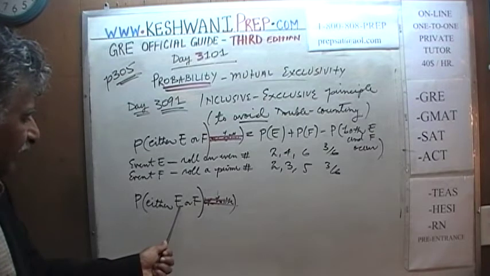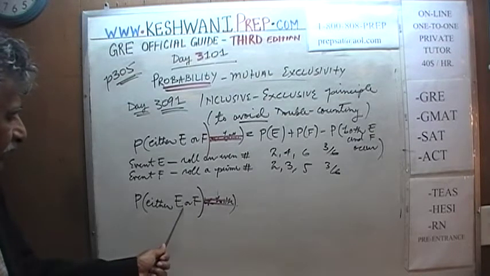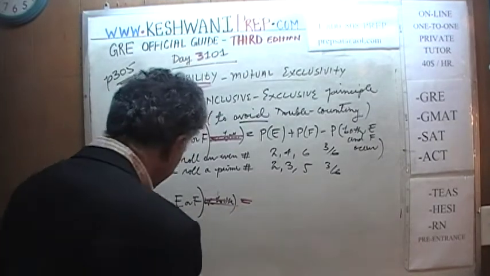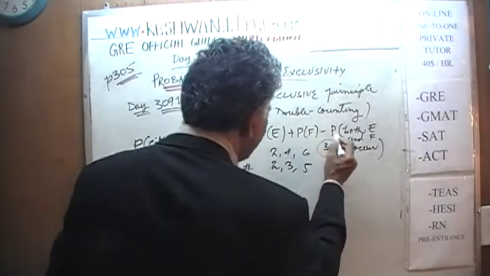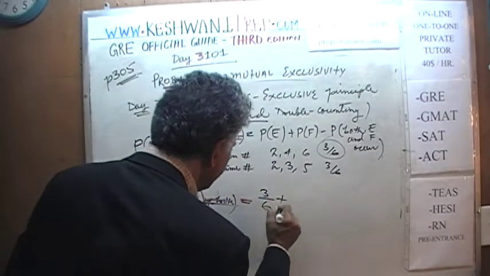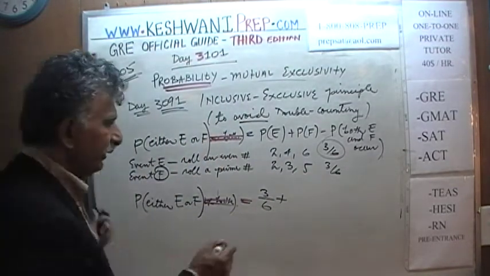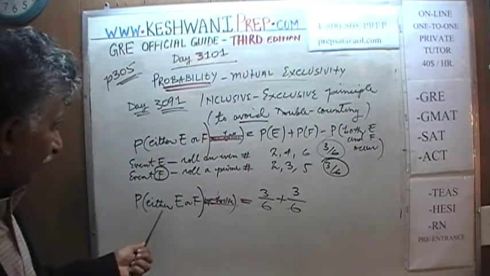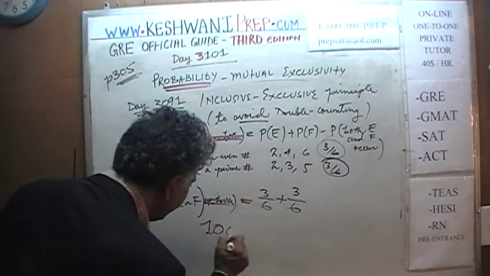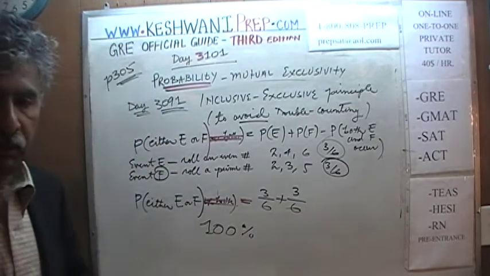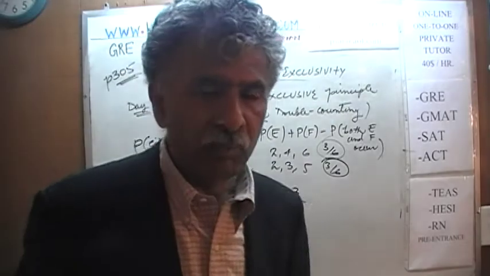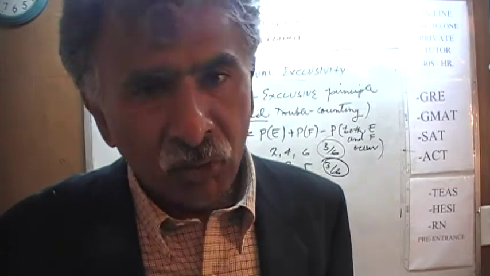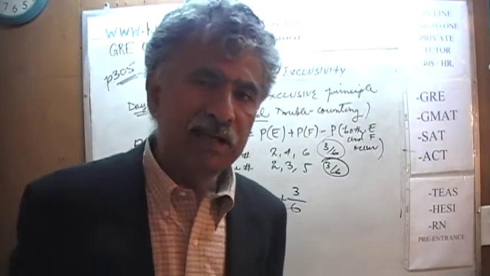So what are the odds that either this or that will happen, which is the same as saying, what are the odds that event E or F will happen? Well, in this case, we know that the odds of event E happening is 3 out of 6. We also know that the odds of event F happening is also 3 out of 6. So does that mean that either this or that will happen with 100% certainty? If I roll a die, is it guaranteed that I will roll either a prime number or an even number? The answer is no, because we are double counting something.